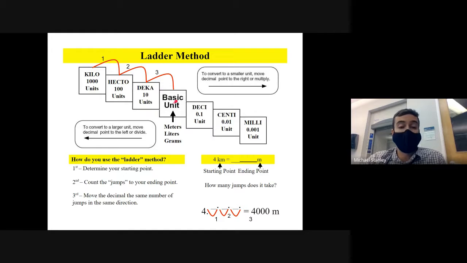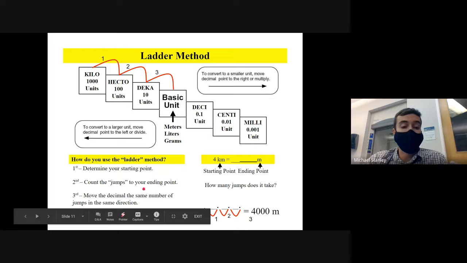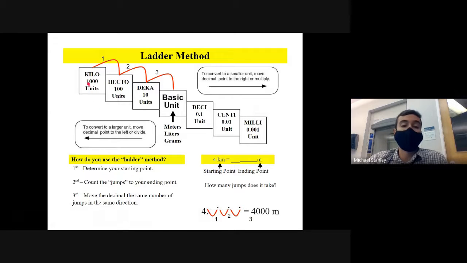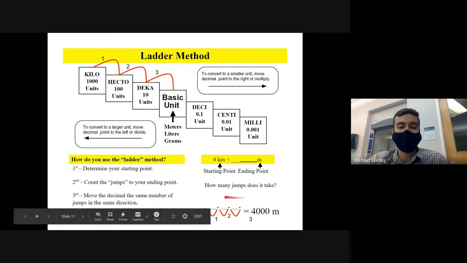Final step is to go back to our number that we're dealing with, in this case, 4. Take the decimal point of that number and move it the same number of jumps in the same direction. So going from kilo to meter was 1, 2, 3 jumps to the right. So we're going to move the decimal point here 3 jumps to the right. So that's what's going on in our little example down here.